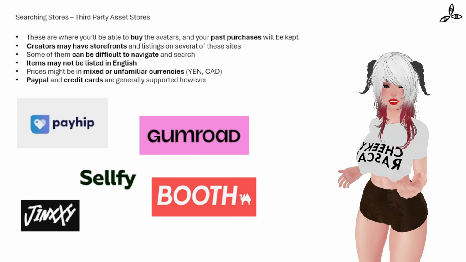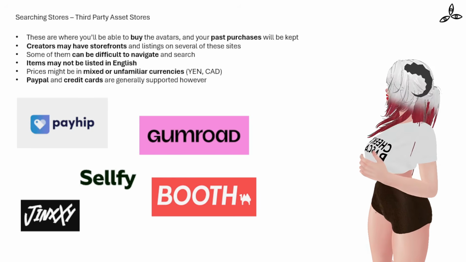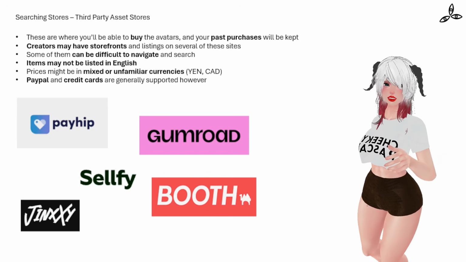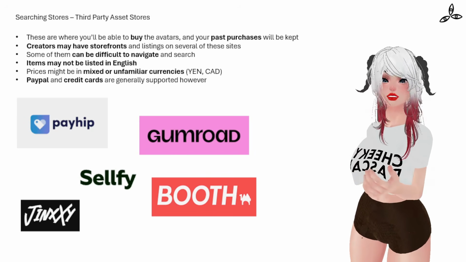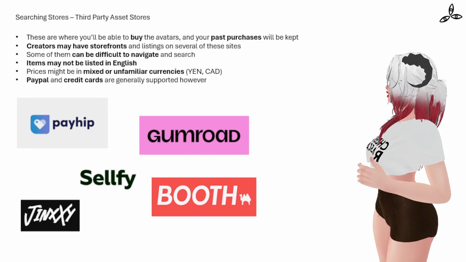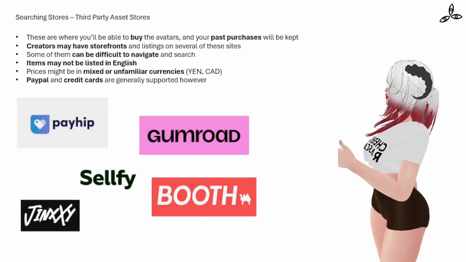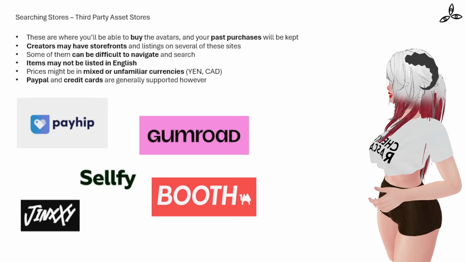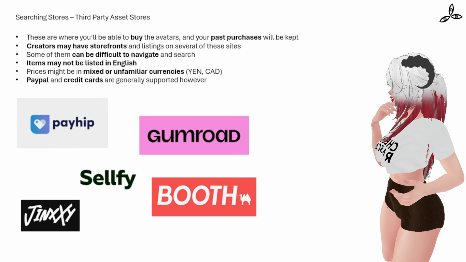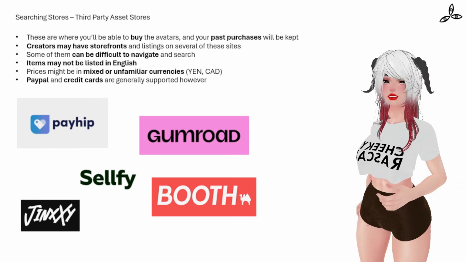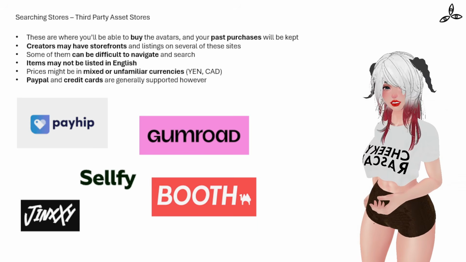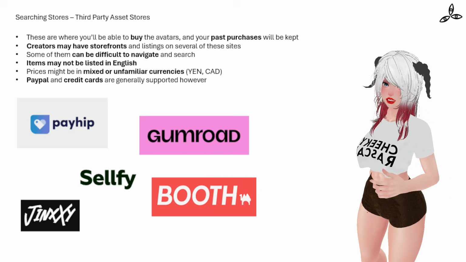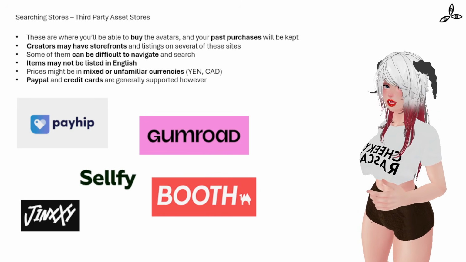Not all of them list their prices in maybe your currency. So let's just go through it. They're great because when you buy stuff off them, they tend to keep an inventory of everything you've bought as well. So that's quite nice. Some of them can be difficult to navigate in search, though. When you first go onto places like Gumroad or PayHip, or even Booth, you could be a little lost as to where you're supposed to go, what you're supposed to search for. Yeah, for that, you probably want to start at a search site.